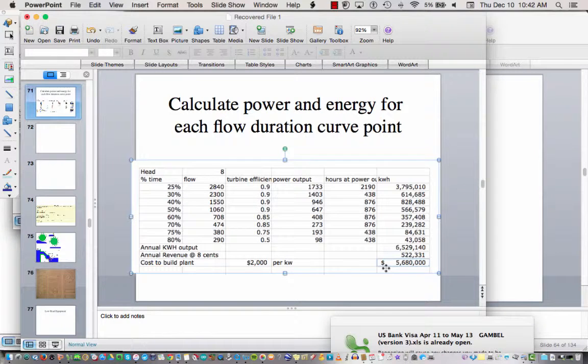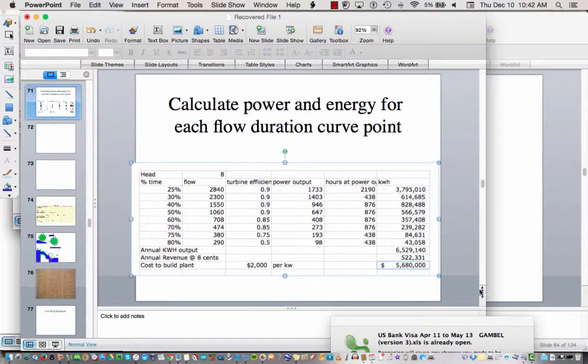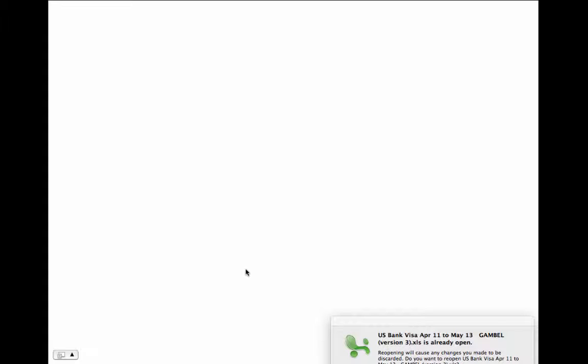So it'll produce power and continue to be a very lucrative project.